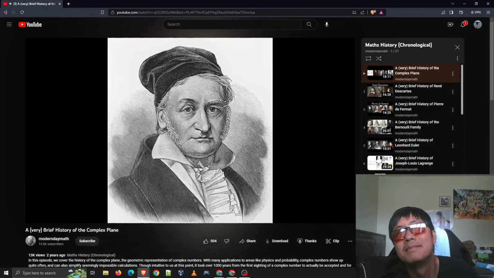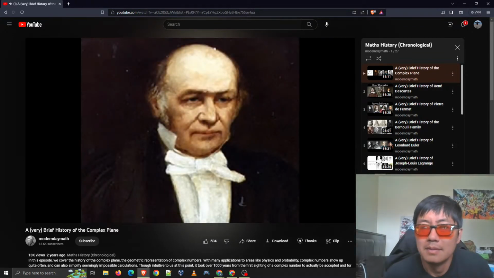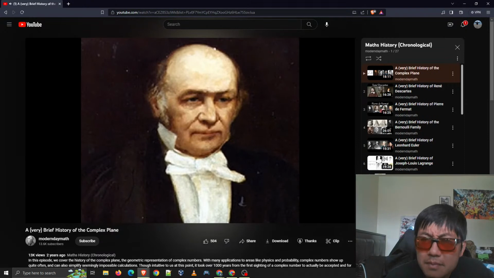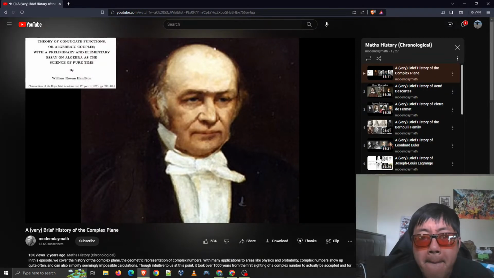In 1835, William Rowan Hamilton, an Irish mathematician notable for his important contributions to optics, classical mechanics, and algebra, produced his own work regarding complex numbers that focused only on the algebra. It was titled Theory of Conjugate Functions or Algebraic Couples, with a preliminary essay on algebra as a science of pure time. Hamilton had read Warren's book a year after its publication and was in disagreement with Warren's presentation.